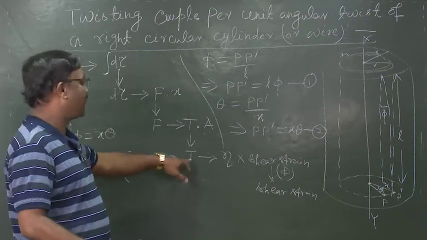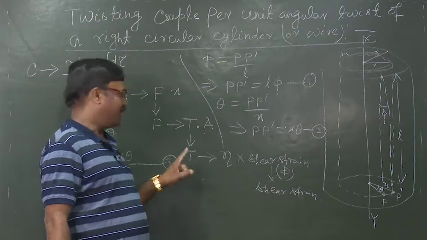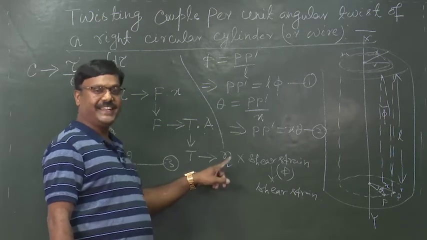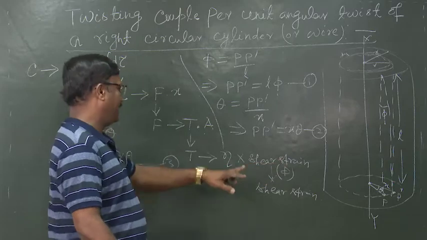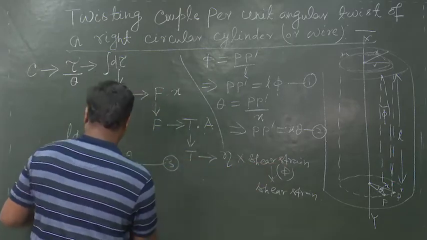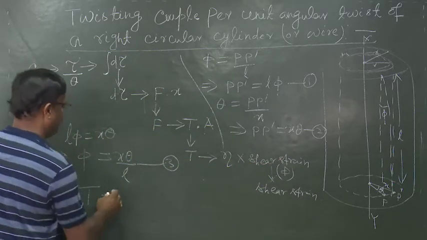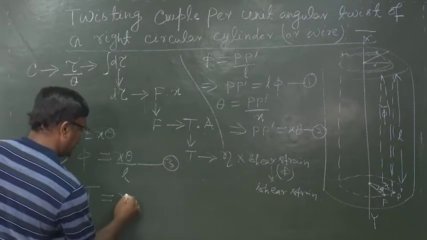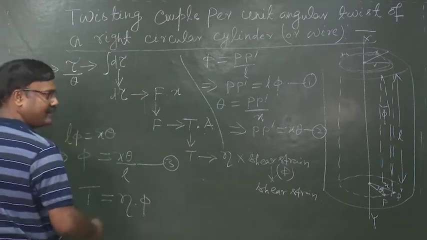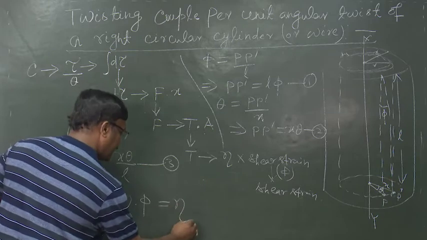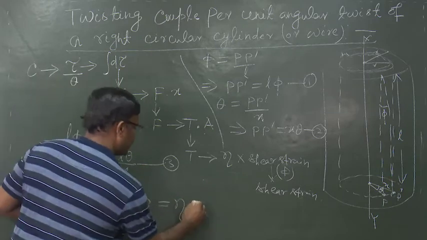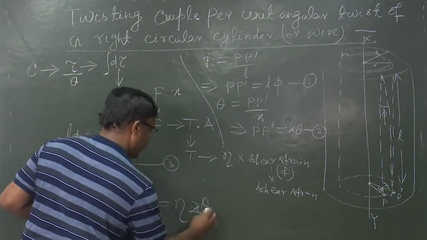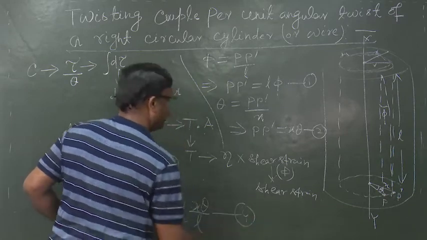Now it will be easy for us to calculate the stress. The stress T will be equal to eta into shear strain. So T will be eta into phi, which is equal to eta into x theta by L, equation 4.